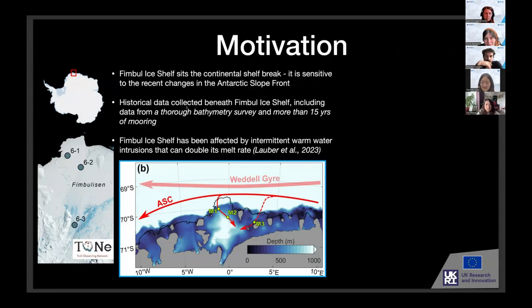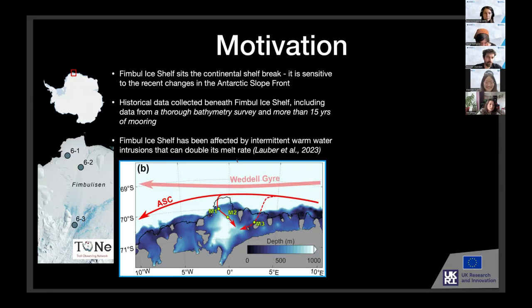The first part is about its location. It sits at the continental shelf break, which means that it's very sensitive to recent changes in the Antarctic Slope Front. We know from previous publications that we can have inflow from this place and this place. So everything that happens to changes in the wind and even the sea ice coverage in this region will affect the Antarctic Slope Front, and then in the end affect the water entering beneath the Fimbul Ice Shelf.